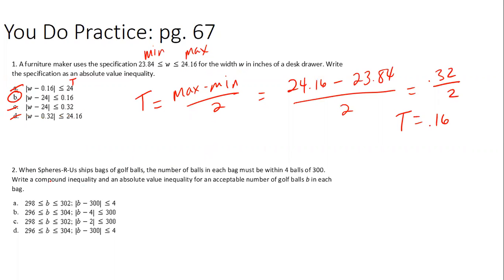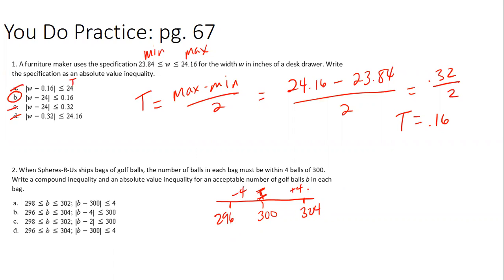On this one, it says when Spheres R Us shipped bags of golf balls, the number of balls in each bag must be within 4 balls of 300. Write a compound inequality and an absolute value inequality for an acceptable number of golf balls. Their ideal bag has how many in it? 300, because that's my desired value, my intended, my I. And I need to be within 4, so I am either subtracting 4 or adding 4. So what would be my min and my max? 296 and 304.